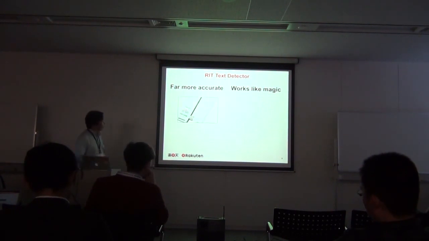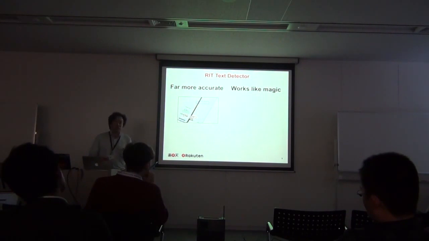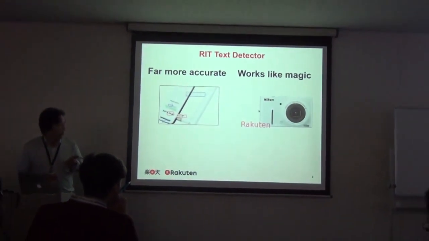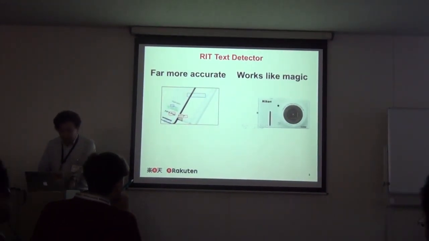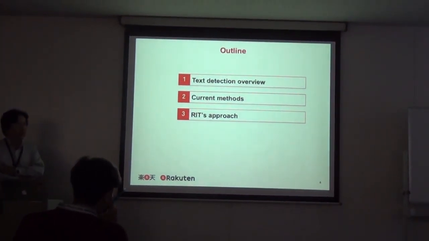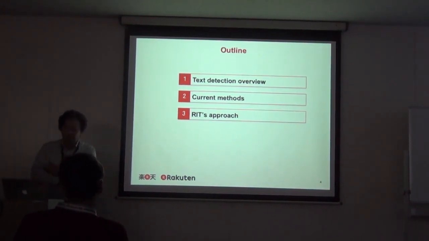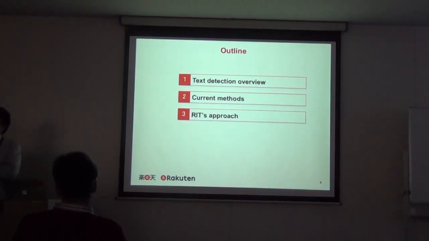So today I'm just going to introduce a text detector. It can detect not only regular solid text, but also transparent text, like this. And after we detect transparent text, we can even recover the background of this text. So this is my outline. After talking about the text detection overview, we're going to review some current methods in academia. Then I will introduce RIT's approach.